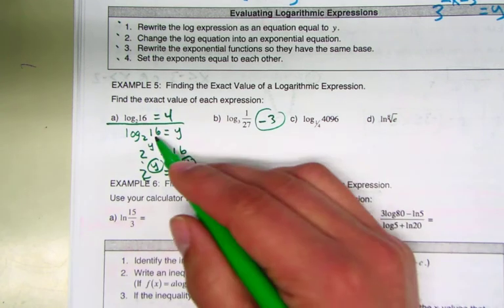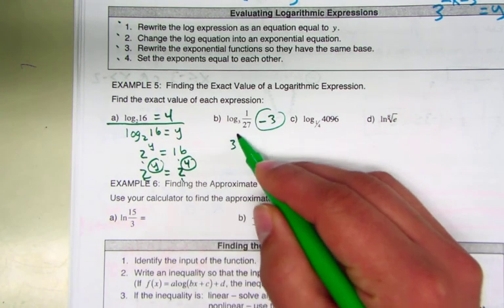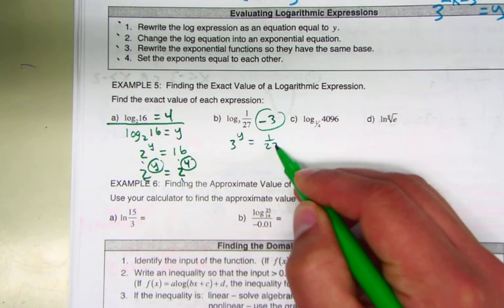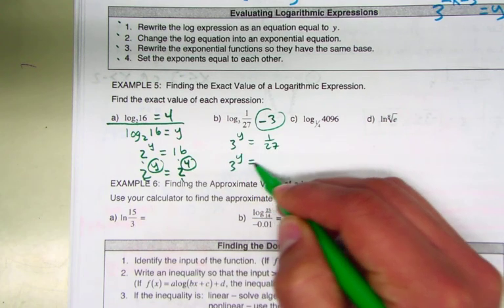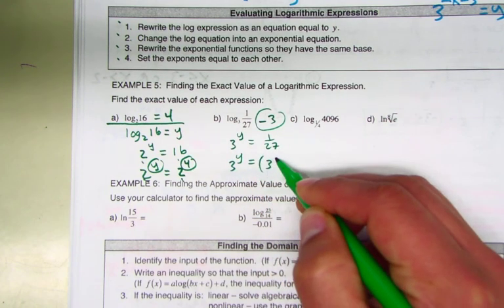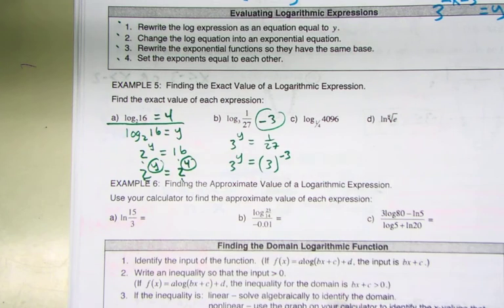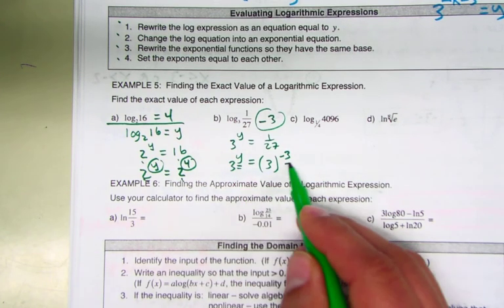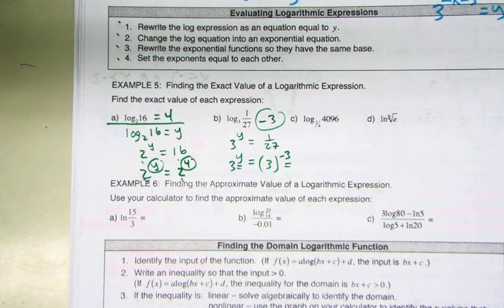Okay? If you do it the algebraic way, it's 3 to the y equals 1 over 27. 1 over 27 gets rewritten, so it's 3 to the minus 3. And now you see y and negative 3 must be one and the same thing. Okay?